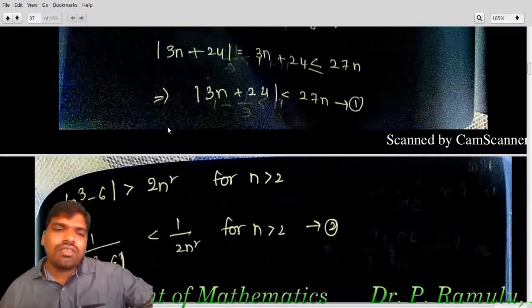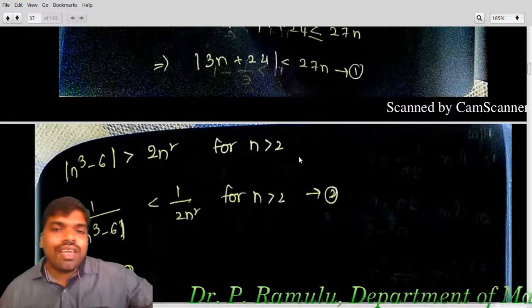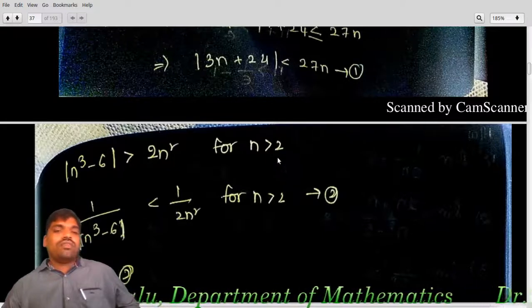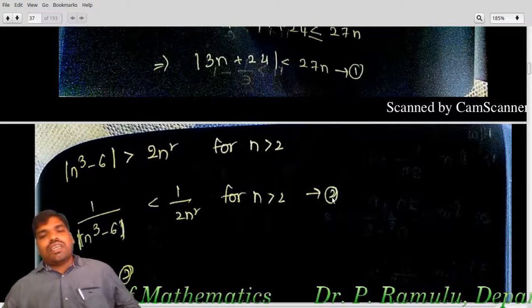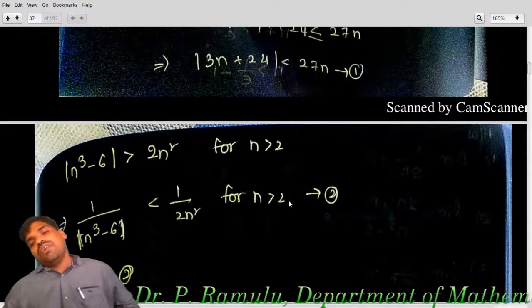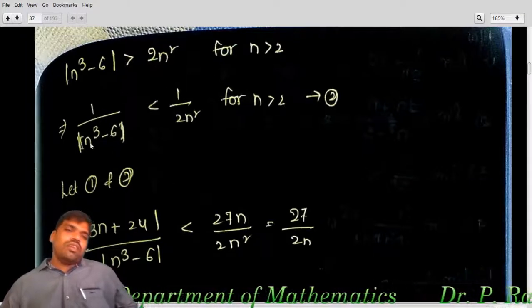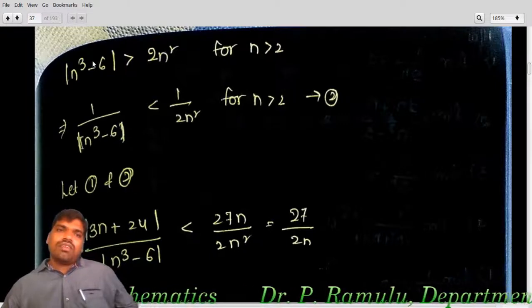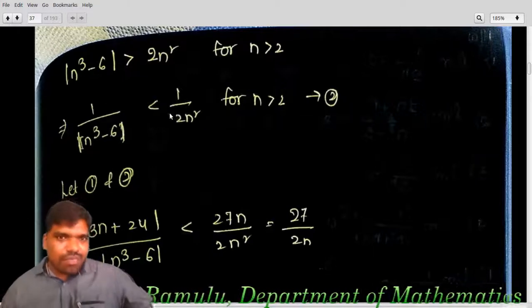And n cube minus 6 is greater than n cube by 2 for n greater than or equal to 2. That means 1 by n cube minus 6 is less than 2 by n cube for n greater than or equal to 2. You can observe that n cube minus 6 is greater than half of n cube for n greater than 2. Rewriting this, we get 1 by n cube minus 6 is less than 2 by n cube for n greater than 2.